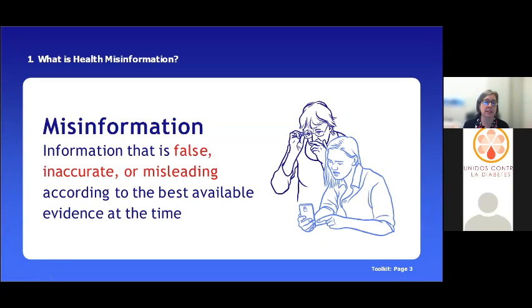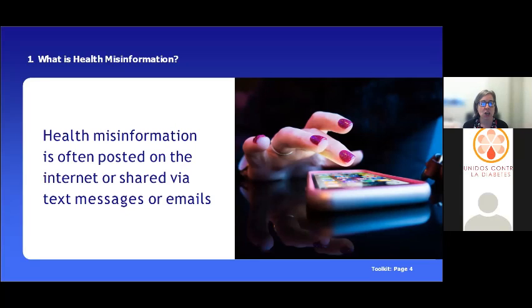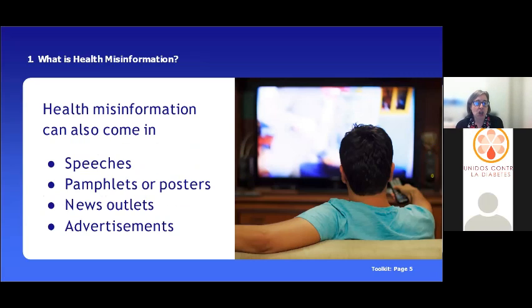So to start off this presentation, it's important to say, what is health misinformation? Well, it's information that is false, inaccurate, or misleading according to the best available evidence at the time. A lot of times, misinformation has been covered a lot lately. And in terms of health misinformation, we often see it posted on the internet, many times on social media, and then it's shared via text messages or email. So even though health misinformation can be available on the web or social media, it can also come from speeches, pamphlets, and posters, some news outlets, as well as advertisements.